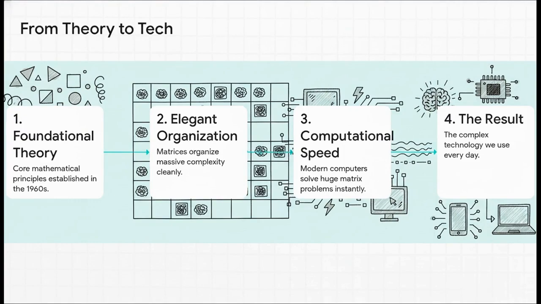First, you have these brilliant minds laying the theoretical groundwork decades ago. Second, the Matrix gave us the perfect tool to organize what seemed like impossible complexity. And third, modern computers gave us the raw horsepower to solve these huge matrix problems in the blink of an eye. And the result of that powerful combination, it's the seamless technology we use every single day.